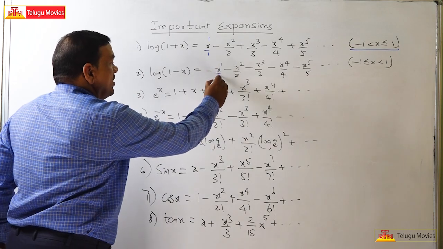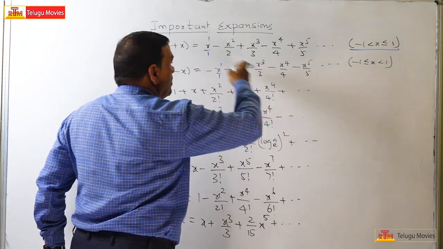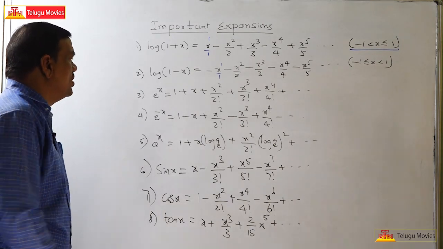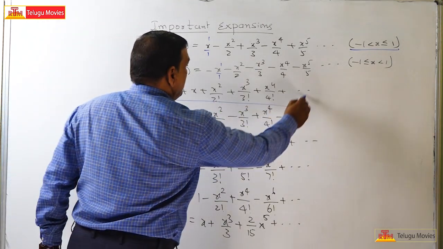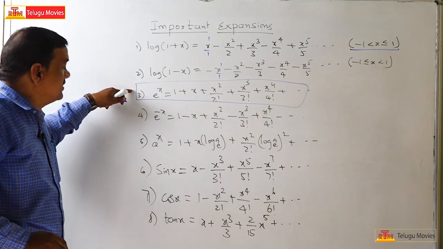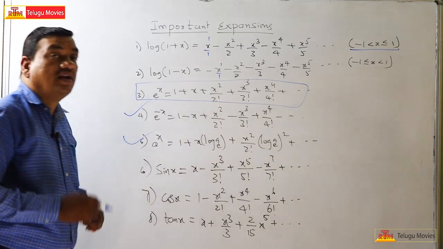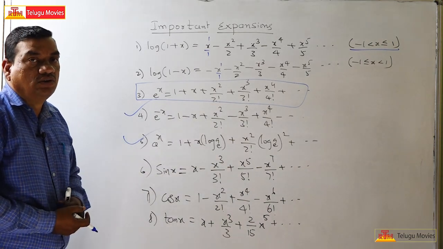X power 1 by 1, 1, 2, 3, 4, 5. Minus, all minus we are getting. So try to understand here. The e power x expansion is very famous. If you know e power x, you can write down e power minus x, a power x, and a power minus x also.